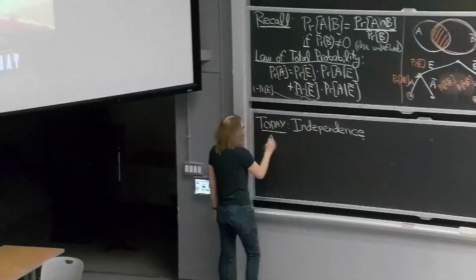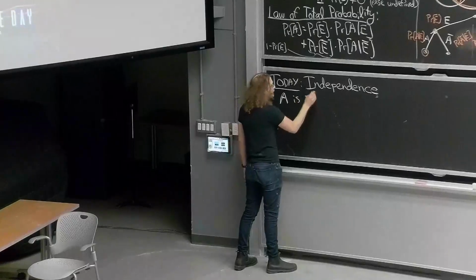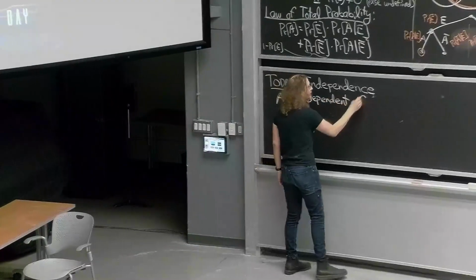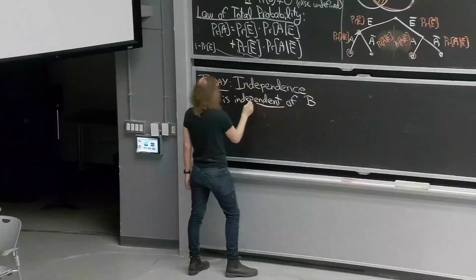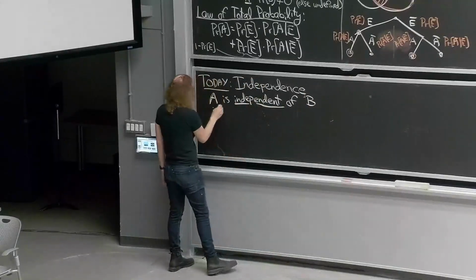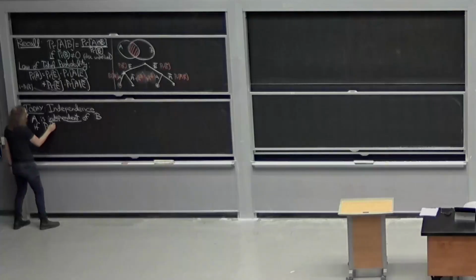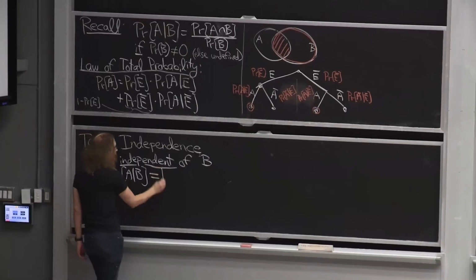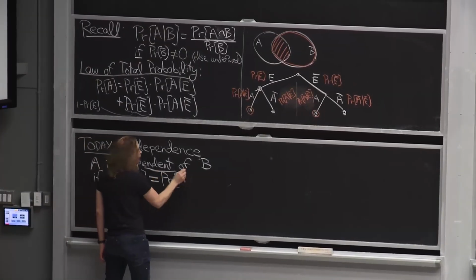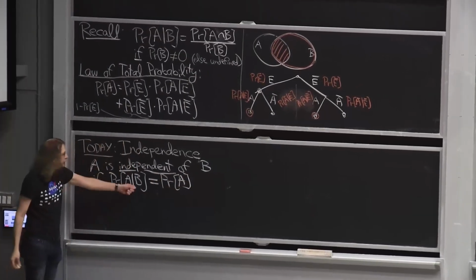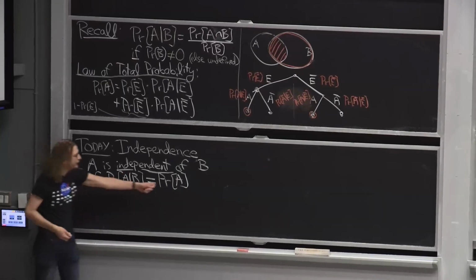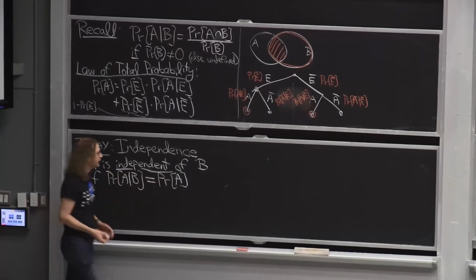So that's our mathematical definition: A is independent of B if the probability of A given B, the probability of A conditioned on B, is just the probability of A again. So in other words, conditioning on B does not affect the probability of A. With the condition, without the condition, you get the same thing.